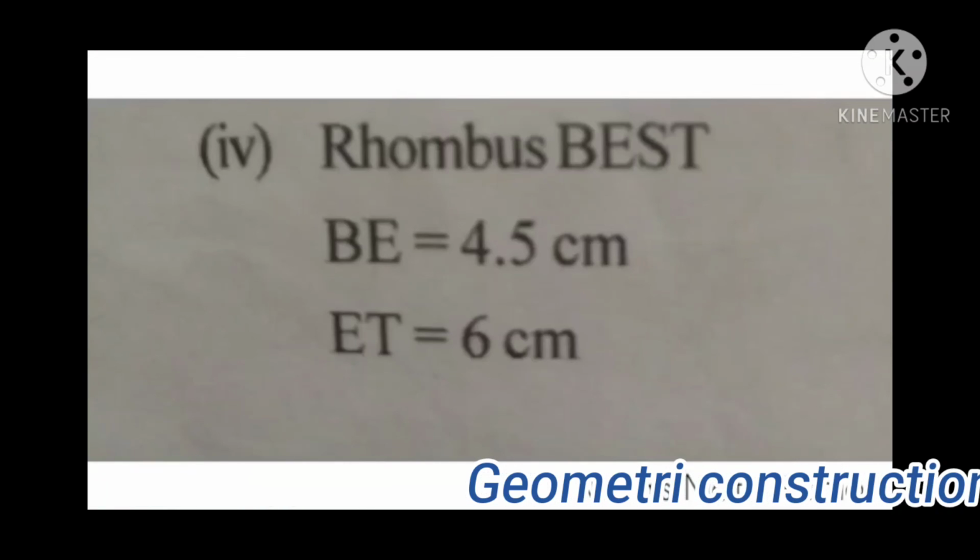Next, they have given construction of rhombus BEST. They have given only one side and one diagonal. My dears, you know that in a rhombus all sides are equal. That is the speciality of a rhombus, is it? So you can draw it easily. Take the rough sketch and draw it yourself.